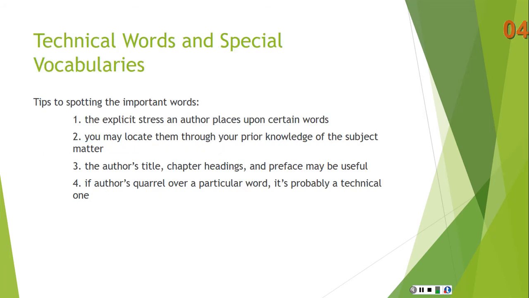So technical words and special vocabularies. Here are some tips for spotting the important words. One, the author might explicitly stress a certain word through italics or quotation marks or bold print. But if not, you may locate them through your prior knowledge of the subject matter. Perhaps it's a chemistry book and you're very familiar with chemistry. Then when you come across a particular word, you're going to know whether it's a technical word or just a common word of everyday parlance.